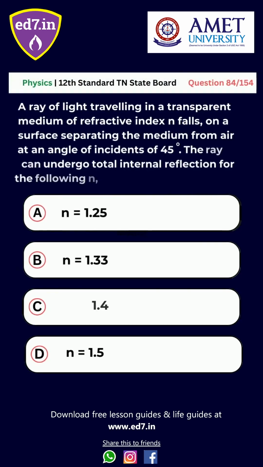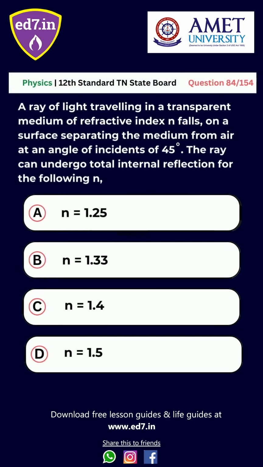Question number 84. A ray of light traveling in a transparent medium of refractive index n falls on a surface separating the medium from air at an angle of incidence of 45 degree. The ray can undergo total internal reflection for the following n. Option A, n equal to 1.25, B, n equal to 1.33, C, n equal to 1.4, D, n equal to 1.5. The right answer is option D, n equal to 1.5.